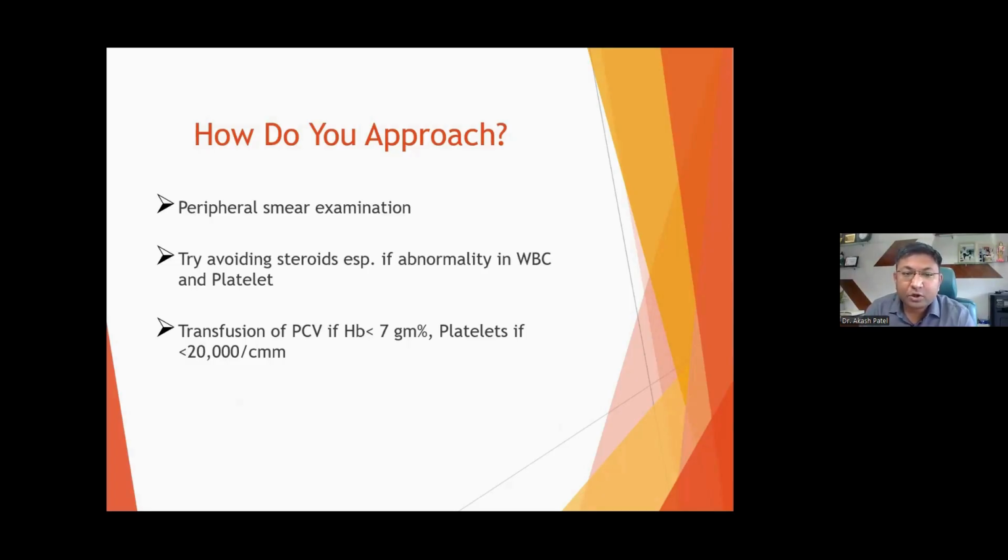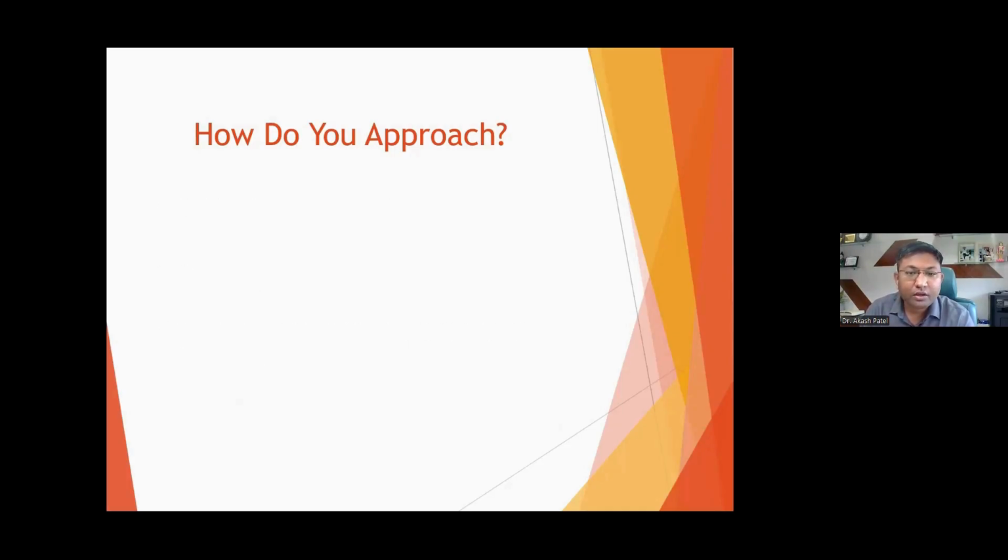Again, transfusion of PCV only if the hemoglobin is less than 7 gram, and platelet transfusion only if the platelet count is less than 20,000.